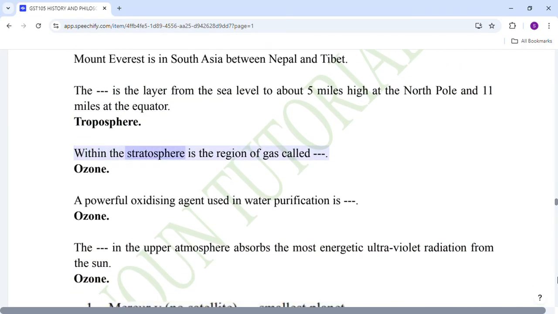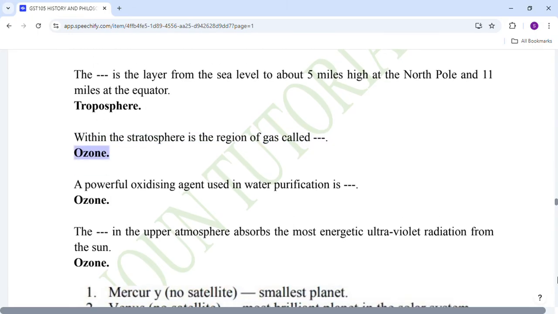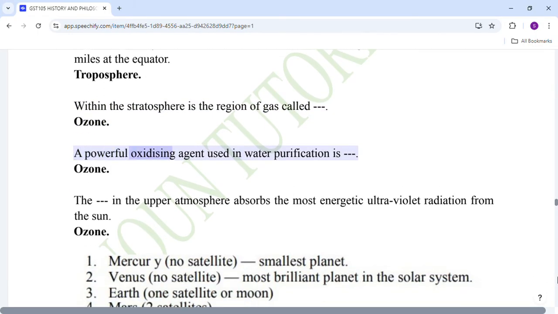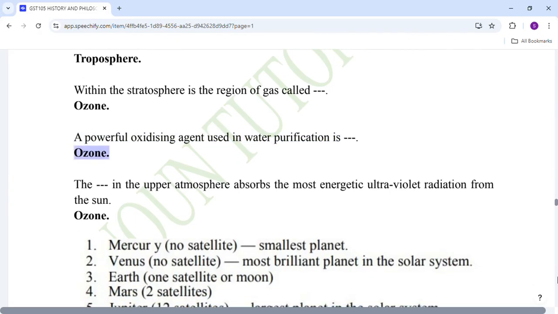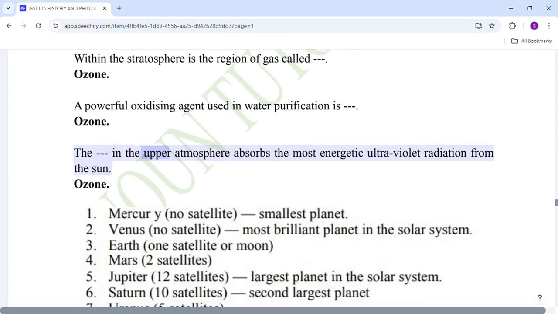Within the stratosphere is the region of gas called dash dash. Ozone. A powerful oxidizing agent used in water purification is dash dash. Ozone. The dash in the upper atmosphere absorbs the most energetic ultraviolet radiation from the sun. Ozone.